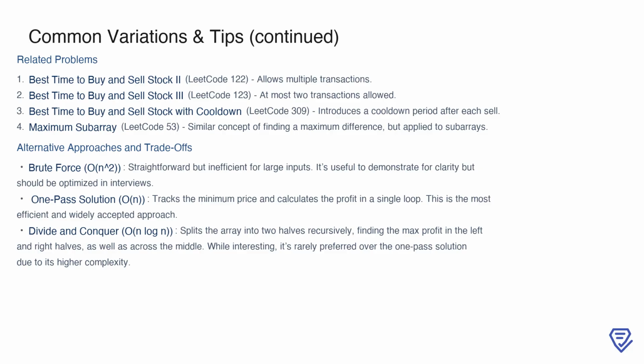The one-pass solution, with a time complexity of O(n), is the most efficient and widely accepted approach. By tracking the minimum price and calculating profit in a single loop, it strikes the perfect balance between simplicity and performance. Lastly, there's the divide and conquer approach, which has a complexity of O(n log n). While it's an interesting method that splits the array into halves to find the maximum profit, it's rarely preferred over the one-pass solution due to its higher complexity.